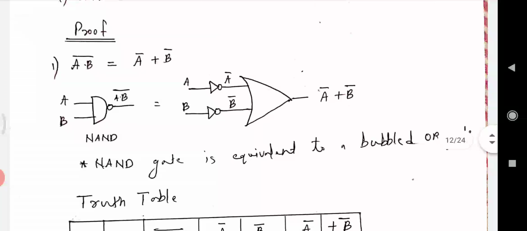First of all, the NAND gate is applied. That is, A and B are applied to a NAND gate and the output is (A dot B) the whole bar. That is the LHS. And the RHS: A is connected to a NOT gate, that is A bar, and B is connected to a NOT gate, B bar, and in the OR operation it is A bar plus B bar.